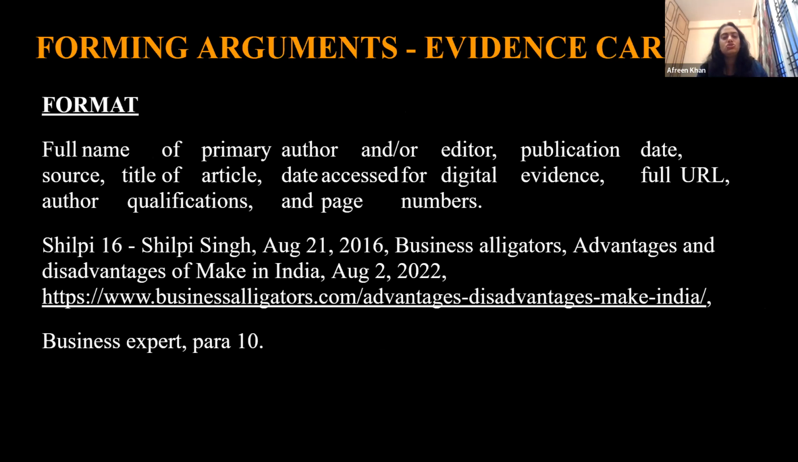So technically, you should follow this format. This is the format for you to send the evidence card. So this is the full name of the primary author, comma, publication date, comma, title of article, comma, date of access, the date you actually read that article, comma, full URL of that article, comma, author's qualification, and page numbers. Most often than not, you're not going to have page numbers on the website, so you don't have to go into that.